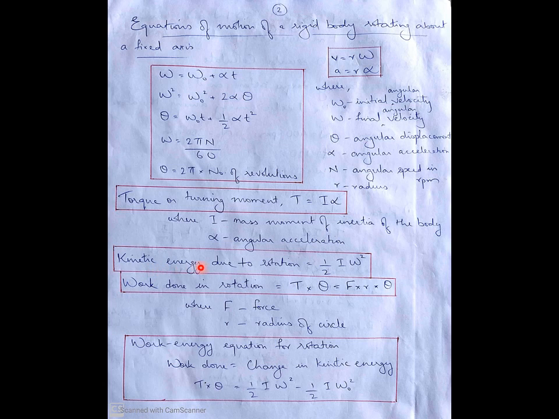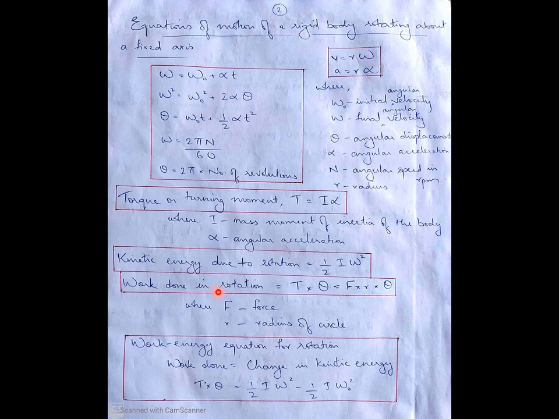Similarly, kinetic energy due to rotation. Normally, what was the equation which we studied in linear motion? Kinetic energy equal to half mv square. Similarly, in rotation also, it is a similar equation. It is half I omega square. So instead of half mv square, it is half I omega square. So here I is mass moment of inertia and omega is the angular velocity. In that case, it was half mass into velocity square. Here it is mass moment of inertia into angular velocity square. So kinetic energy is half I omega square.